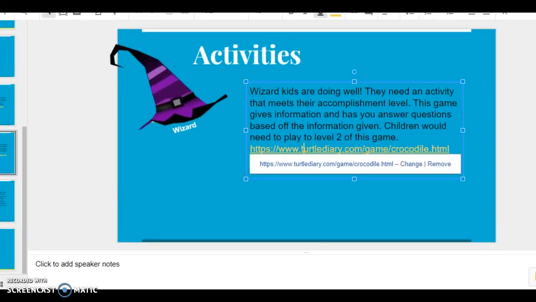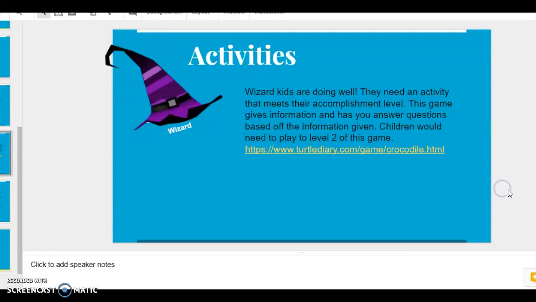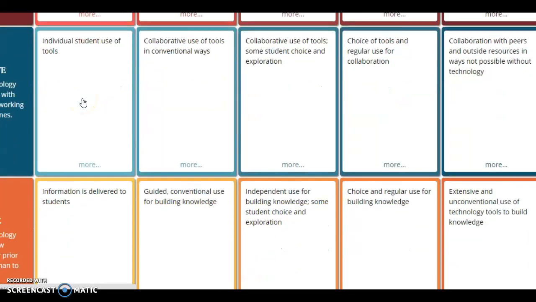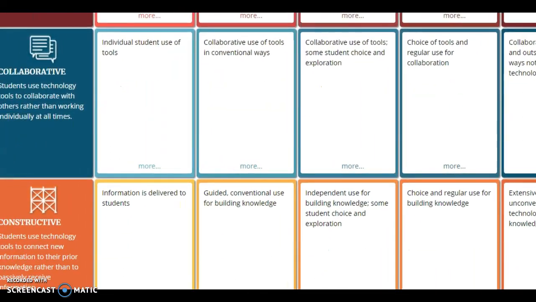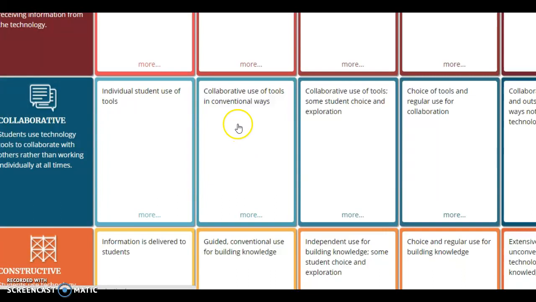They would have to get to level 2 of this game, because it does get kind of intense with how much they're meant to remember. So only level 2. Well, they could do it in groups, so it could be collaborative use of tool in conventional ways. So adoption, they could do it in groups so that they could remember all the information.